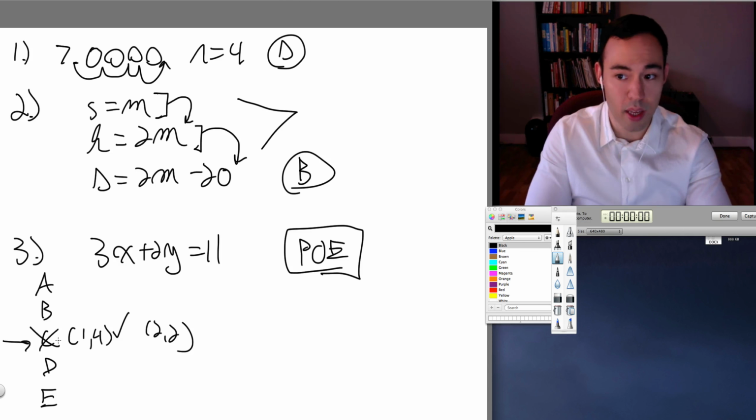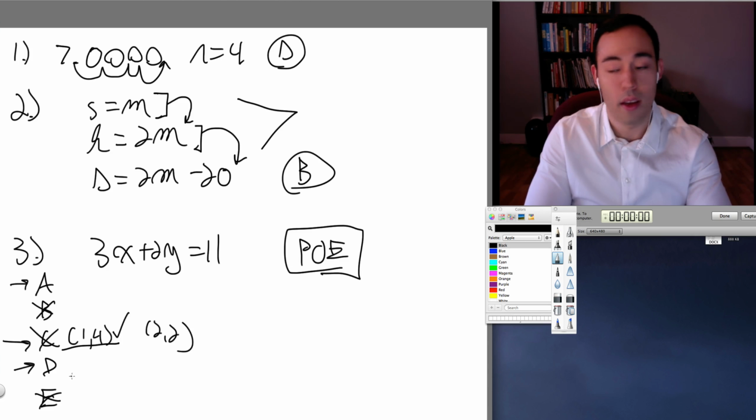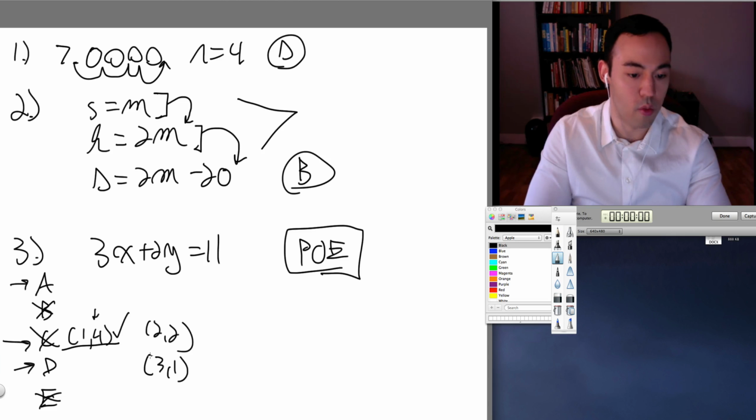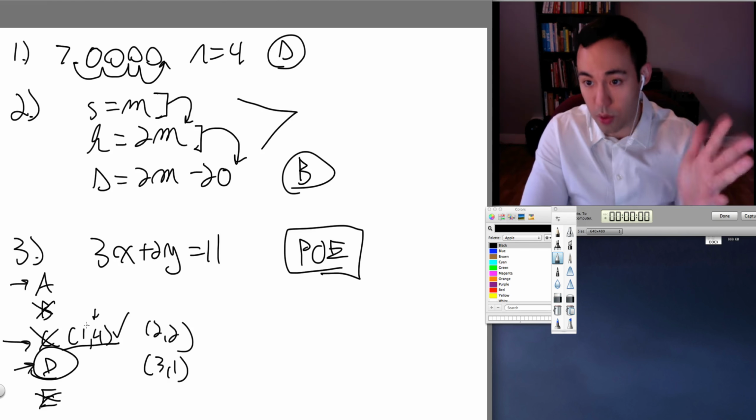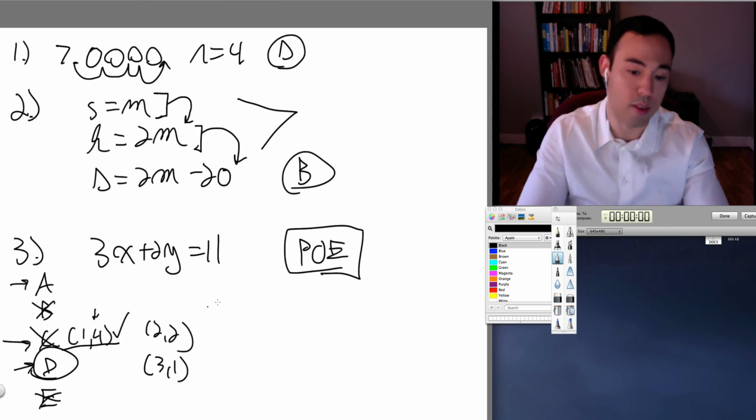So we can eliminate answer choice C, but we got a valuable bit of information here. 1 and 4 have to be in the answer choice, so we can eliminate B, keep D, and eliminate E automatically because they don't have this ordered pair in the answer choice. So let's look at D. How about this 3 and 1? Does 9 plus 2 equal 11? Yes. And there's our answer right there. And that's how I would hope you would solve the question if you're actually taking this as the test.